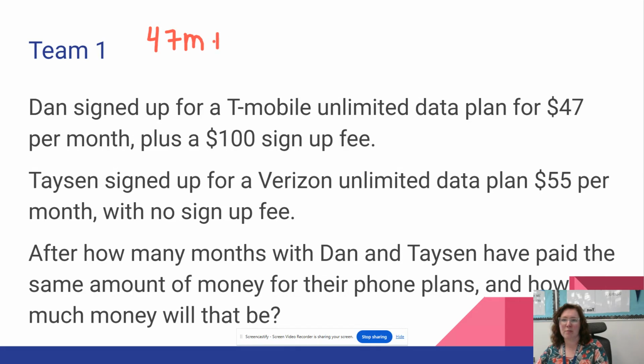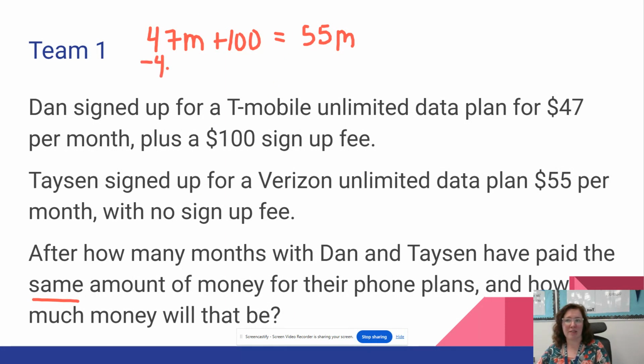Per month, plus a $100 sign-up fee. Tayson signed up for Verizon Unlimited Data Plan for $55 per month with no sign-up fee. After how many months will Dan and Tayson have paid the same amount? So same means equals. And how much will that be?